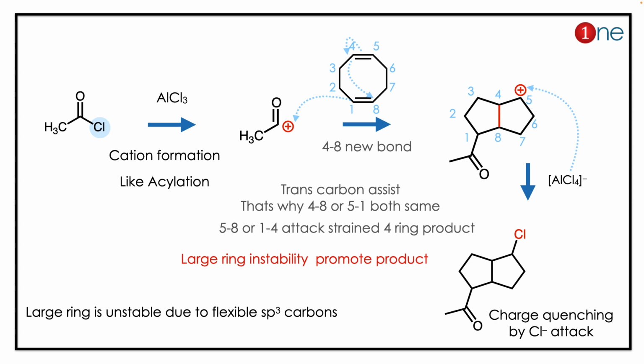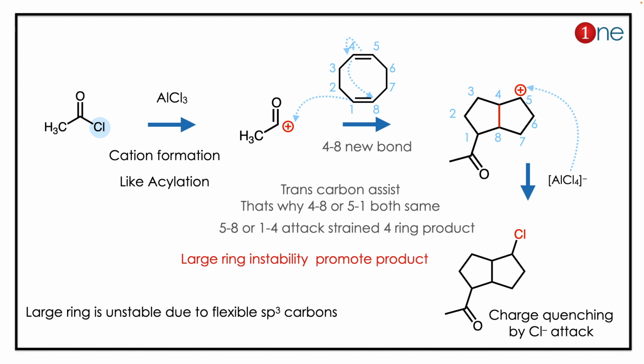First step of the reaction, you are using aluminum chloride and acid chloride. It makes an acyl cation, so it's a kind of acylation reaction. It attacks the double bond. Double bonds are electron rich. A new C-C bond happens. Then the bond shift happens. You have a new bicyclic product.